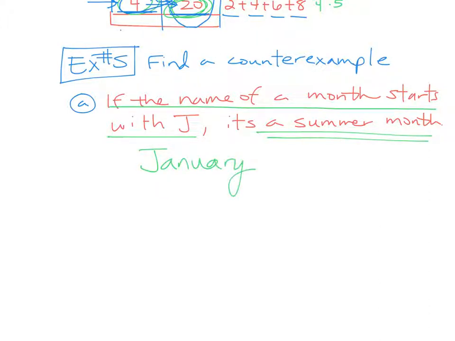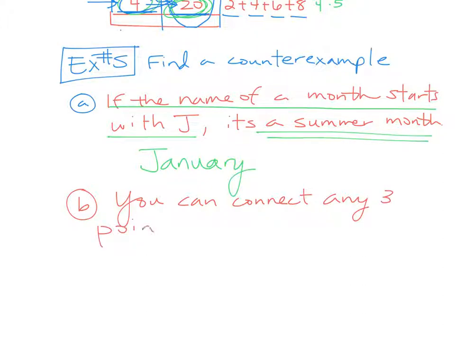Okay. How about this one? You can connect any 3 points to form a triangle. Okay, so that's our statement. So basically it's saying if you can connect any 3 points, then you can form a triangle. So we want to connect 3 points, but it not make a triangle. What's that going to look like? What's your counterexample? Two sides are both 2 inches and one side is 5 inches.